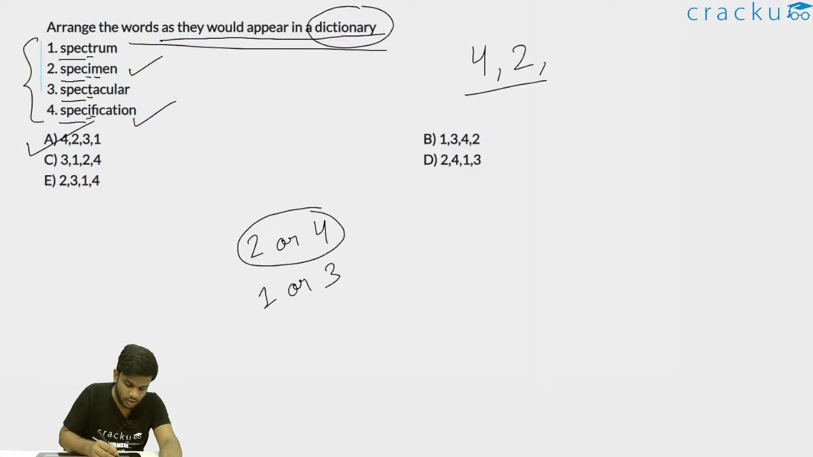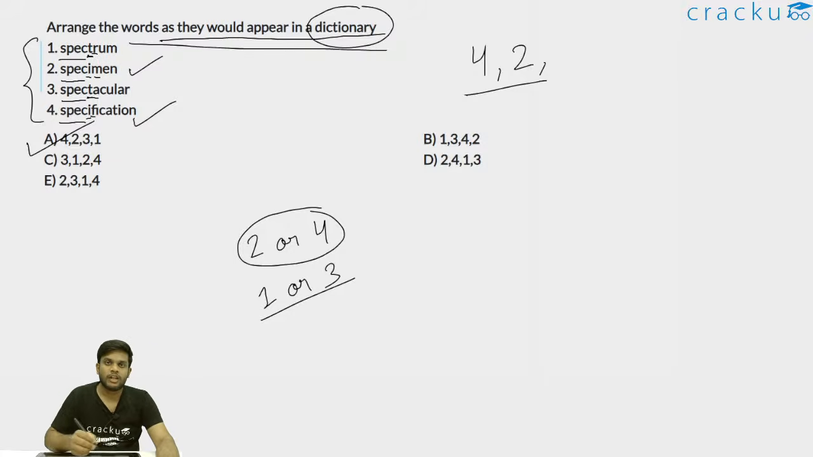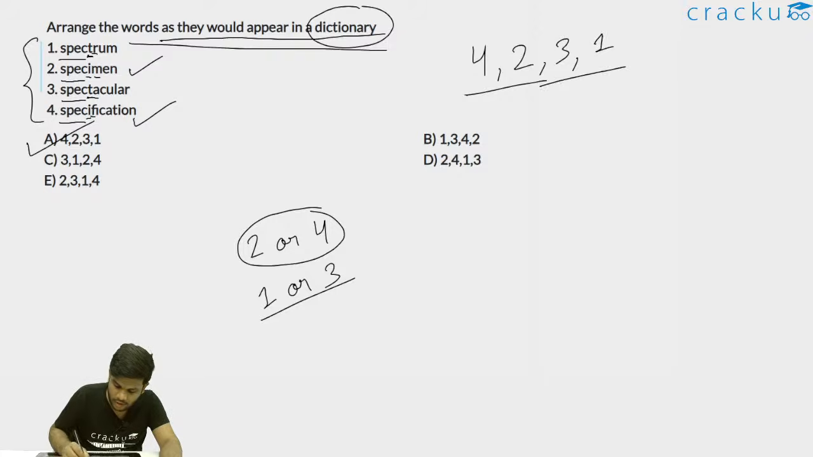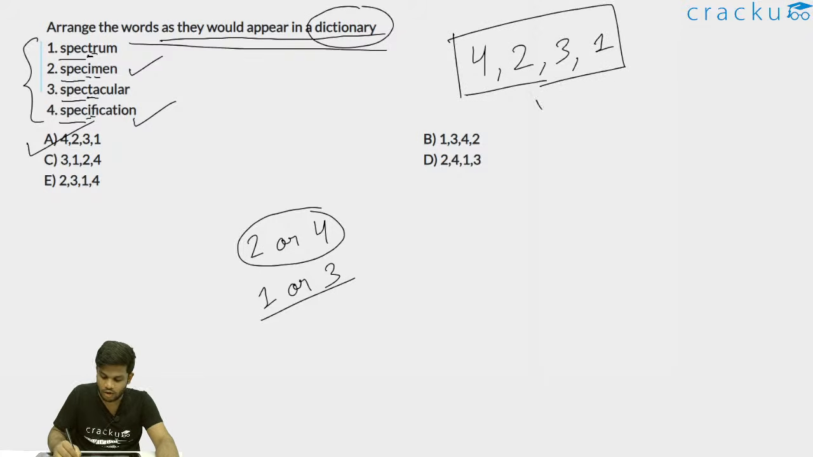If you again want to look at it, we have to look at 1 and 3. So we had gone till T. So we will look at the letter which is after T. So in the third word, in spectacular it is A, and in spectrum it is R. So it means that A comes before R. So it is 3 and then 1. So 4, 2, 3, 1 is our order in which these four words will appear in a dictionary. Let's look at the next question.